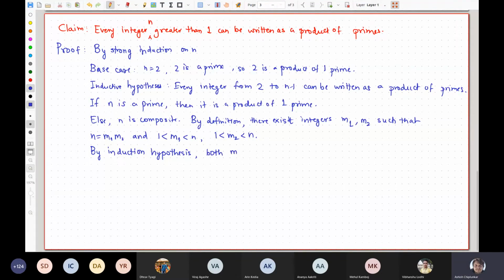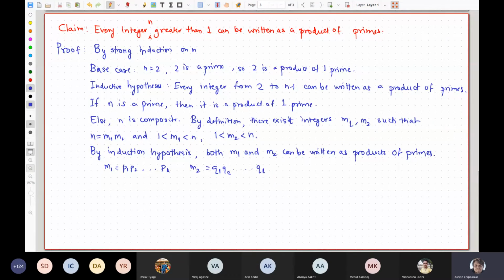both m1 and m2 can be written as products of primes, right? So m1 is equal to some p1, p2, and so on, up to some pk, and m2 is equal to q1, q2. Possibly there are repetitions. Possibly some pi is equal to qj, pi is equal to pj. All sorts of things are possible.